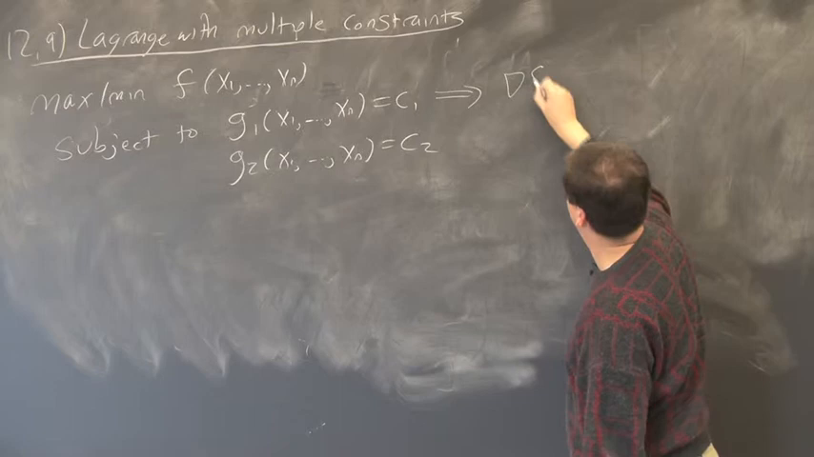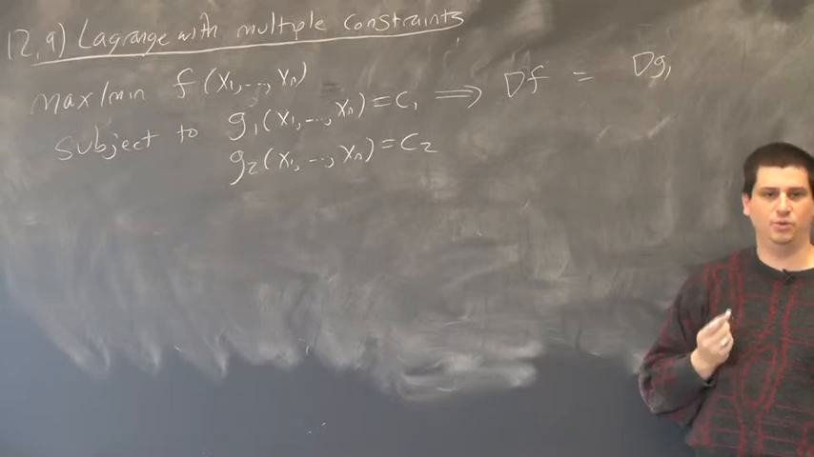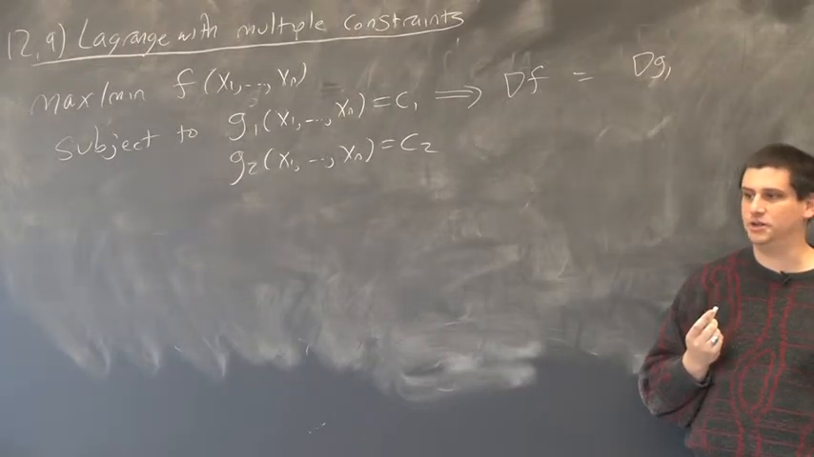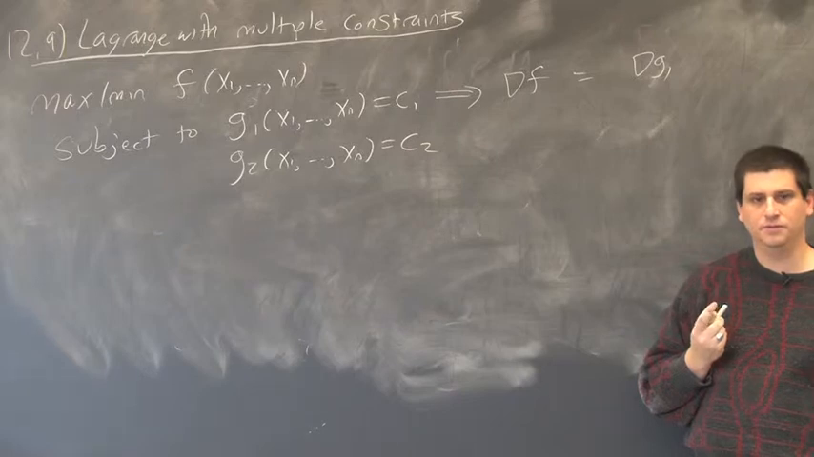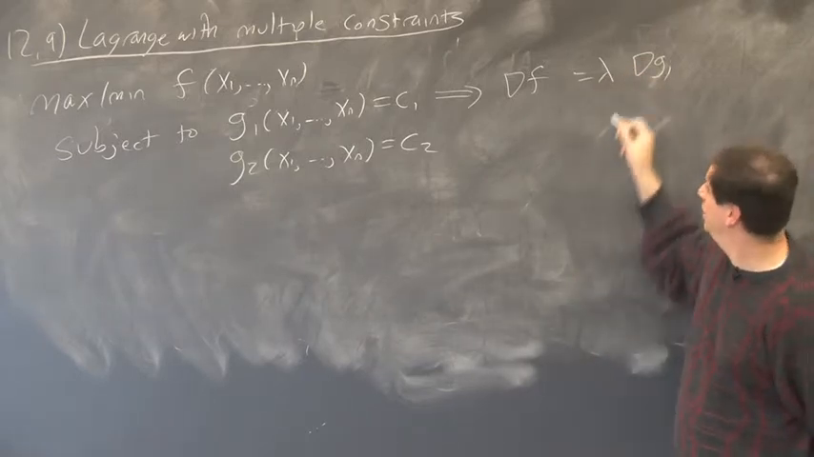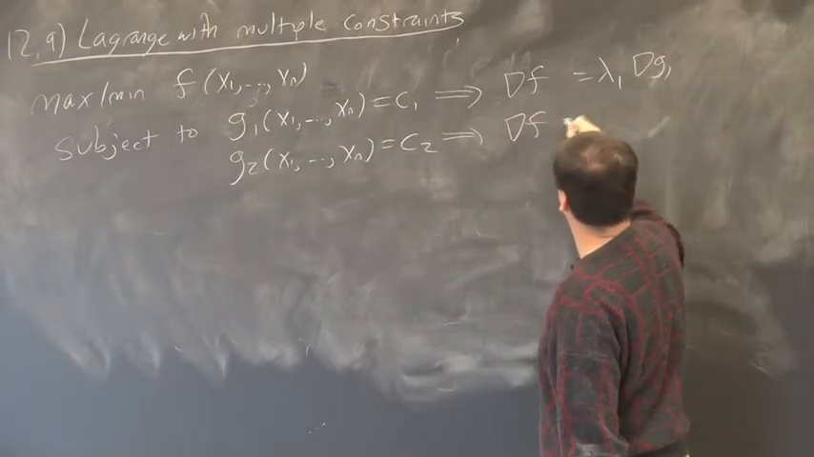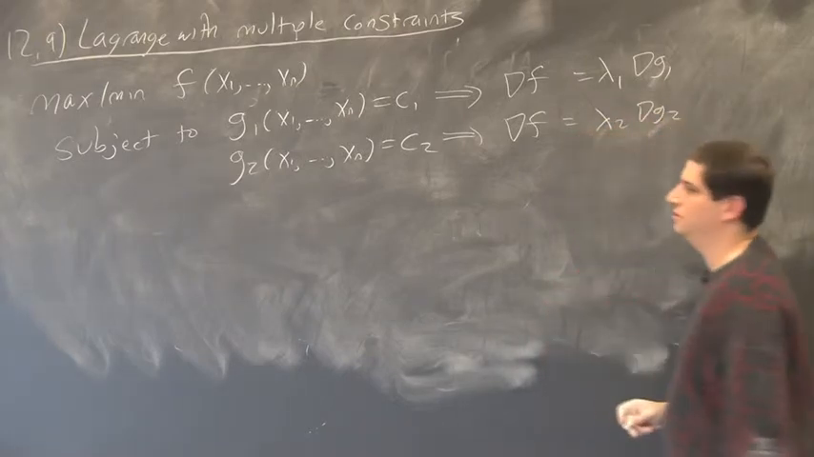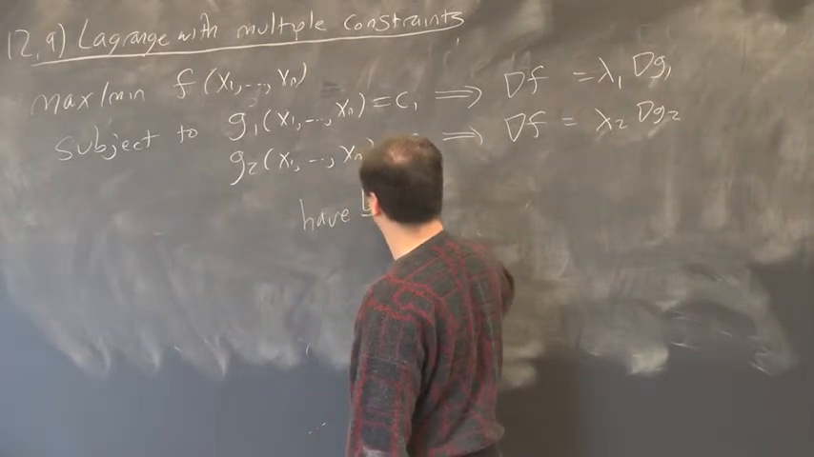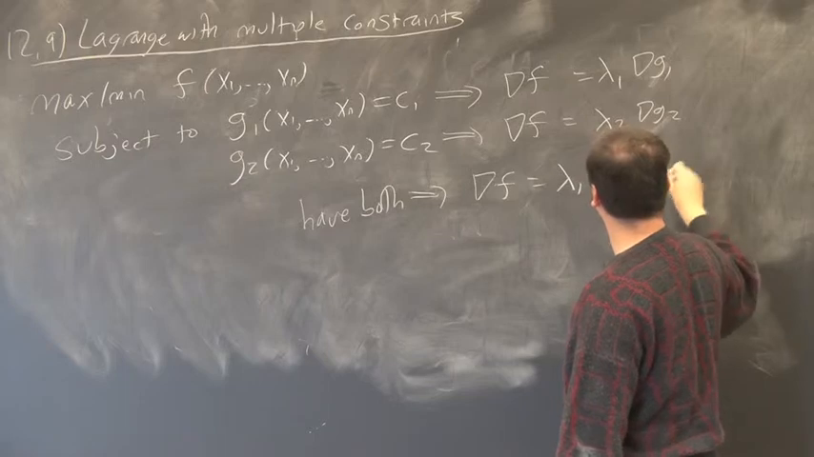Good. So I'd have the gradient of f is in the same direction as the gradient of g1. Normally I would write it as lambda times the gradient of g1. What am I going to write now? Instead of calling it lambda, what should I call it? It's almost going to be the same as lambda, but what should I add to lambda? One, right? This is my first constraint, let's call that lambda one. The second one is going to give me the gradient of f is some multiple of the gradient of g2. And if I have both, it implies the gradient of f is lambda one gradient of g1 plus lambda two gradient of g2.